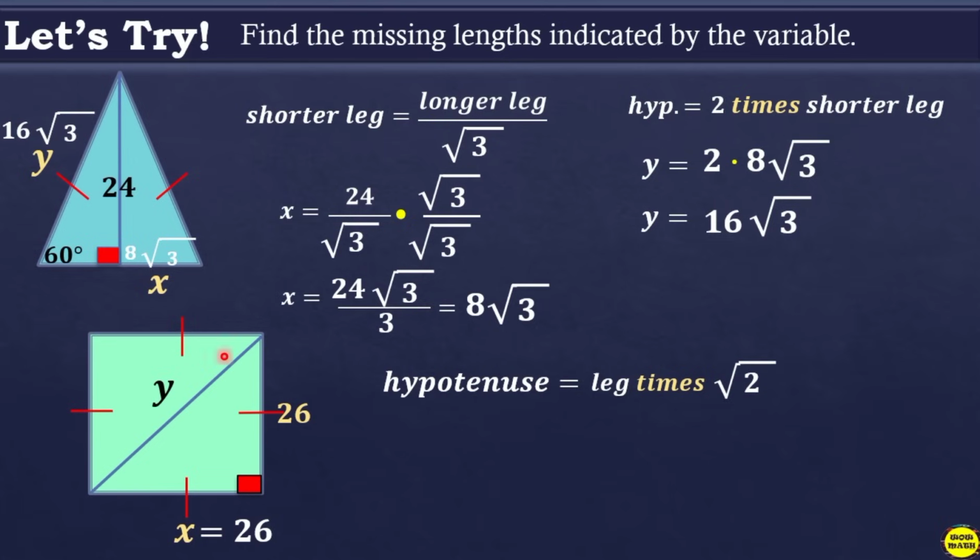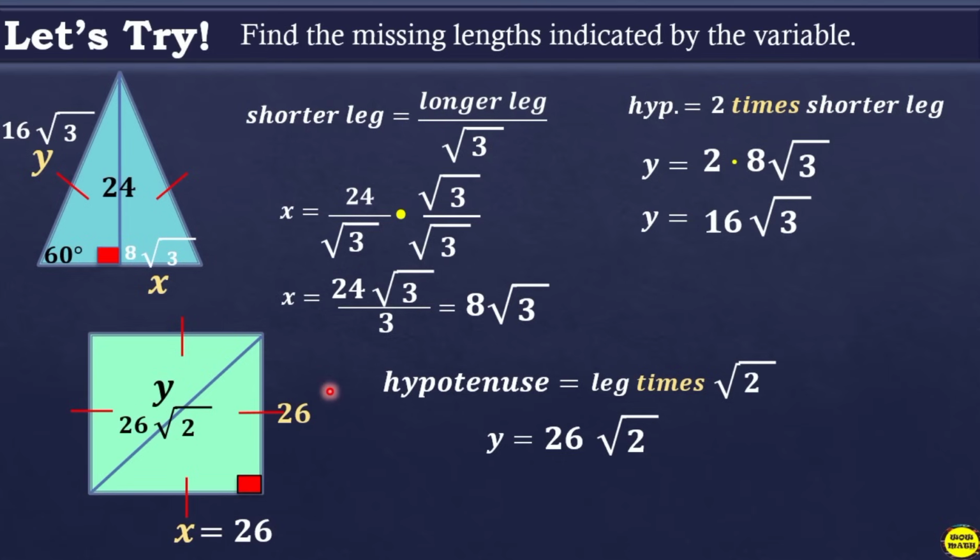So, kapag hypotenuse po, para mahanap ang hypotenuse ng 45, 45, 90, leg times square root of 2 po yon. Pero kapag hypotenuse po yan ng 30, 60, 90, that is twice the leg. Okay, magkaiba po ng formula yan. So, your hypotenuse, which is y, is equal to your leg, 26, times square root of 2. So, since hindi na natin ito masisimplify, then that is 26 square root of 2 is your hypotenuse.